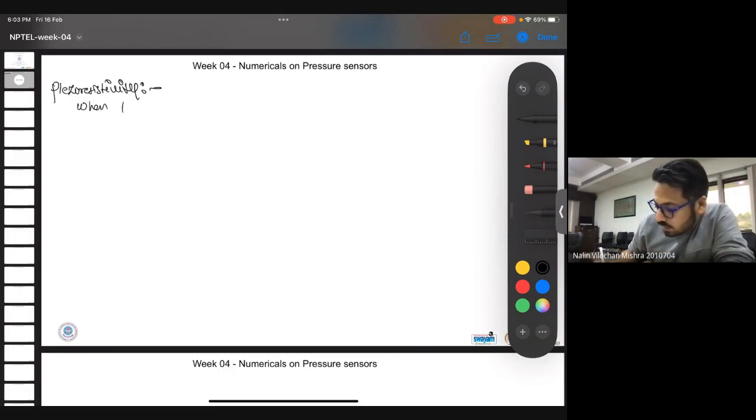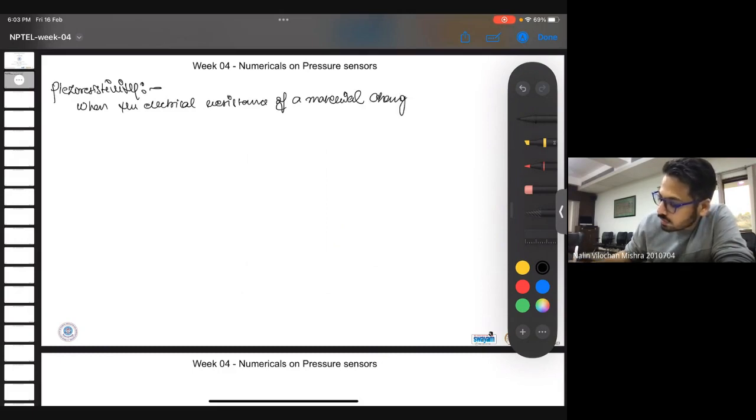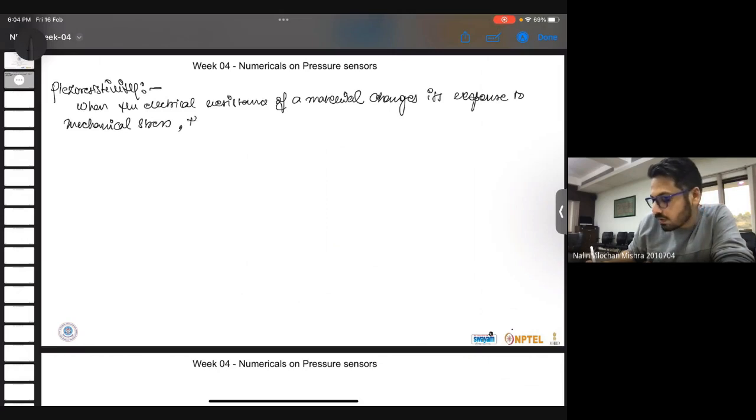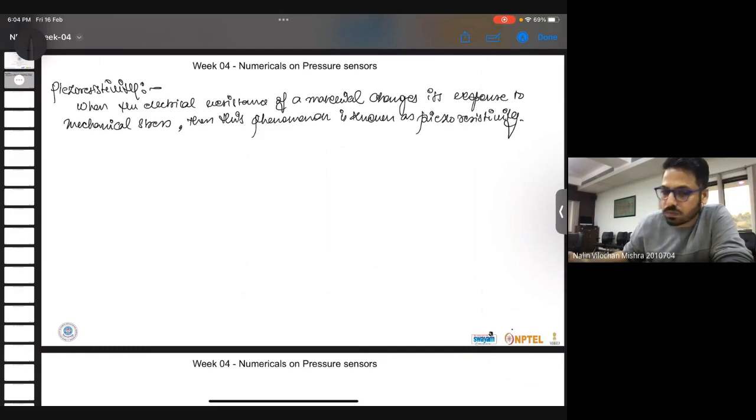When the electrical resistance of a material changes in response to mechanical stress, then this phenomenon is known as piezoresistivity.